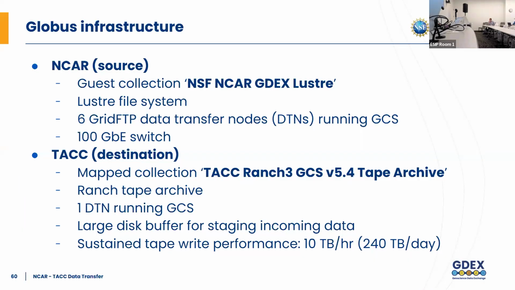These are the two endpoints that we used for the Globus transfer. On the NCAR side, or the source endpoint, we used a guest collection that's hosted on our Lustre file system. At NCAR, we have 6 GridFTP data transfer nodes running Globus Connect Server with a 100 gig switch. And on the TACC end, we were writing to a map collection. This was the Ranch tape archive, running a single data transfer node running GCS. And as I said, they have a large disk buffer there for staging incoming data.